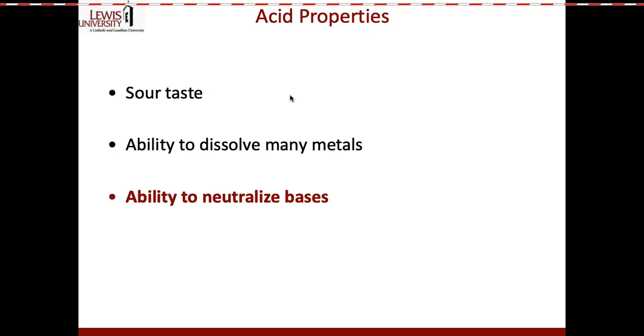It can neutralize bases, so that's a big one. An acid is something that can neutralize a base, and when we have an acid and base that react together, we get an acid-base neutralization reaction, which we also discussed last semester. And one thing we use to determine whether or not we have an acidic or basic solution is something called litmus paper. Litmus paper is a pH-sensitive paper that will turn blue in the color of a base and red in the color of an acid. So if you have blue litmus paper and you're testing for an acid, it can change it red.